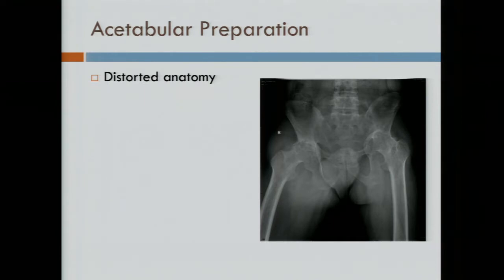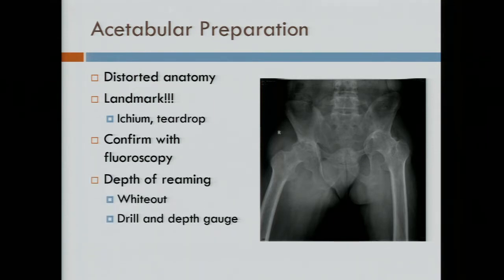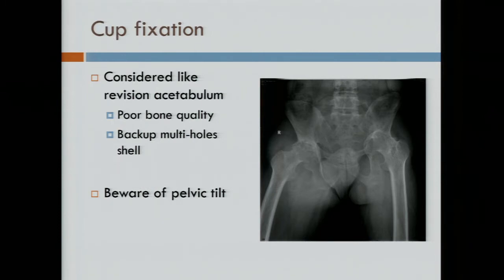For the acetabular preparation, the problem is the altered anatomy. The patient might have flexion or pelvic tilt. The landmarks are the same as in total hip arthroplasty: the ischium, and look for the teardrop. Confirm with fluoroscopy if possible. For the depth of reaming, you see whether it is white out, or you use a drill and depth gauge. For the cup fixation, you have to consider it like a revision acetabulum because there is osteopenia around here, and you need to prepare like for a multi-hole cup.